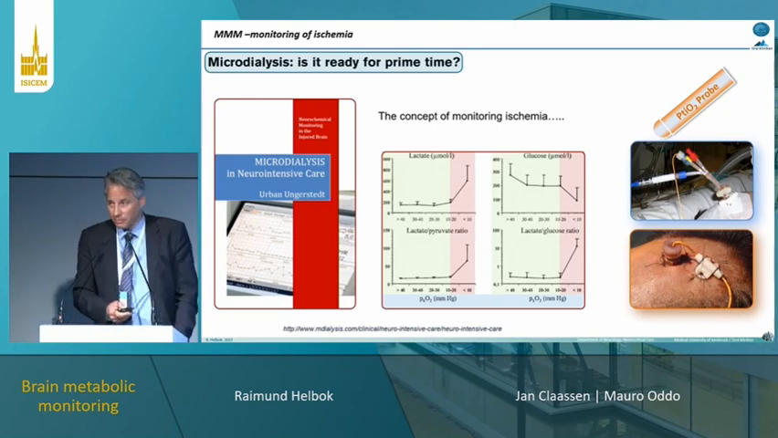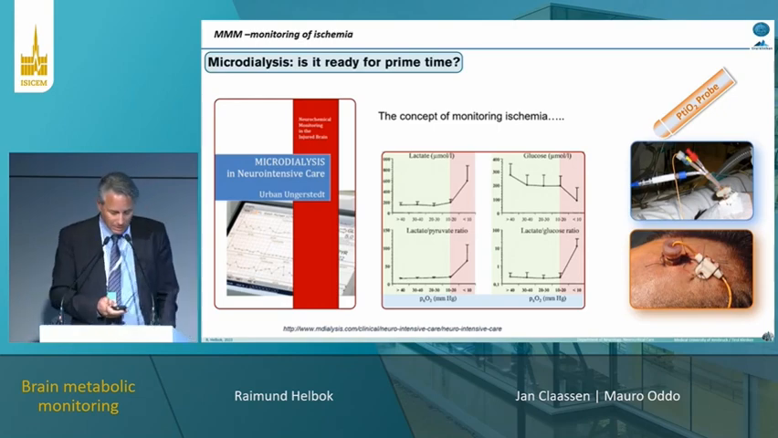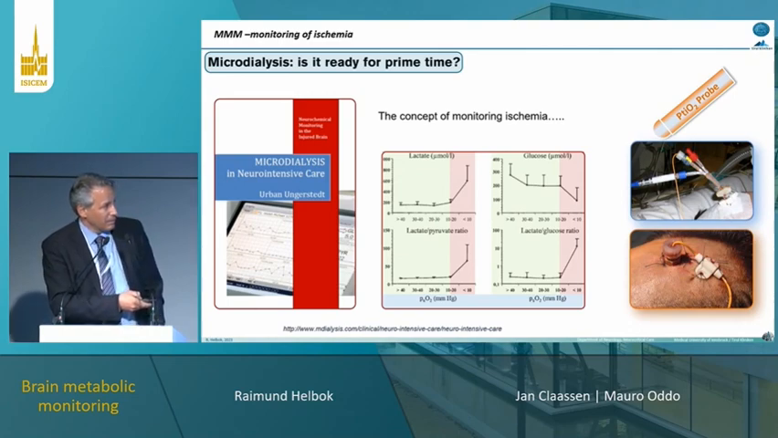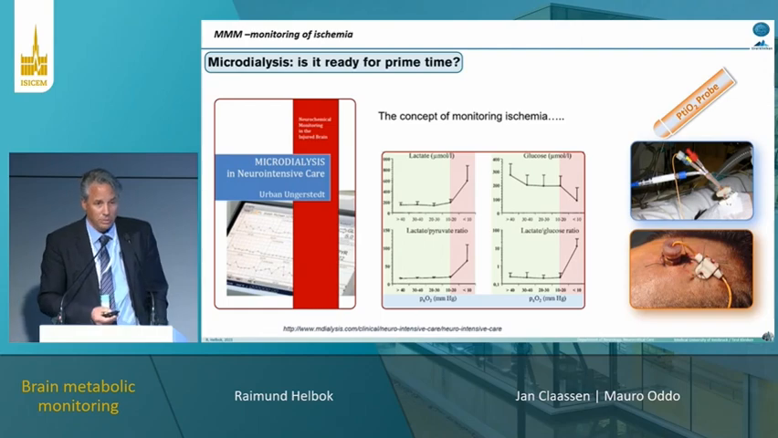So, the concept of ischemia. You have nicely heard how we think about ischemia in the brain, and this is the view from the metabolic derangement. There are some very old studies which show that there's a certain threshold where the deprivation of oxygen leads to a lactate increase, a lactate-pyruvate ratio increase, and a glucose decrease.